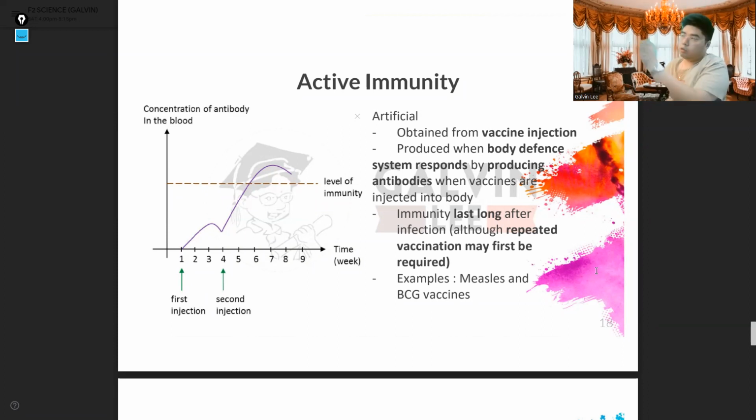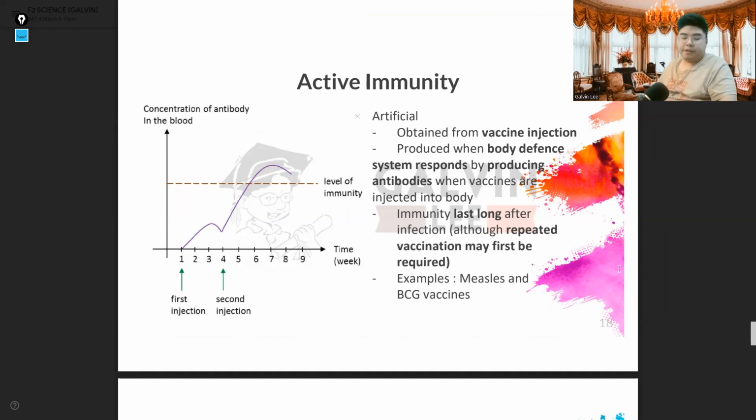First injection, not so strong, go up, drop down. Second injection, much stronger response. That is about 4 weeks of a gap they put here. So after 4 weeks, you go back for a booster, it suddenly goes above the level of immunity. When you are above the level of immunity, you are already protected from this virus. Your body is going to keep on producing antibodies, of course, made out of protein. It can die, it can finish, but your body has the recipe. It will keep on making it. So active natural, active artificial, 2 out of 4 done.